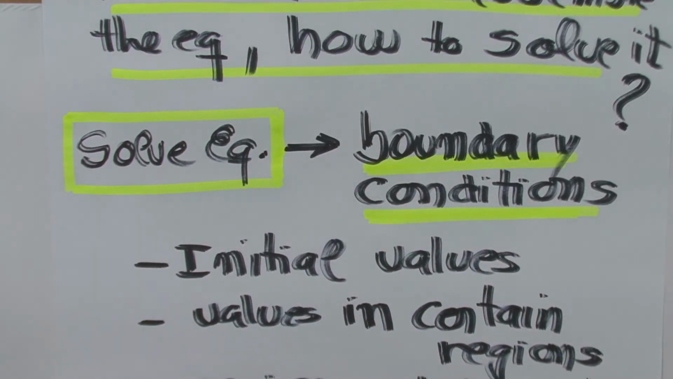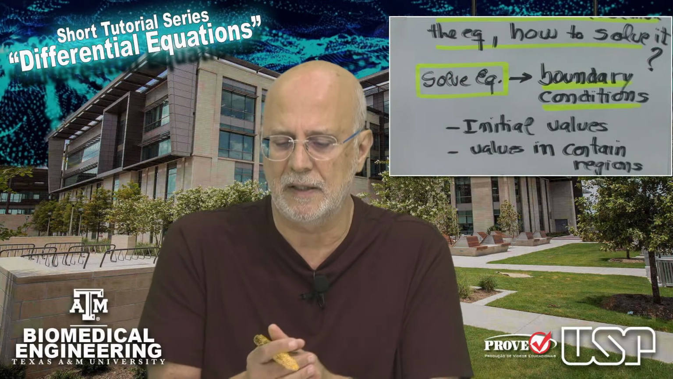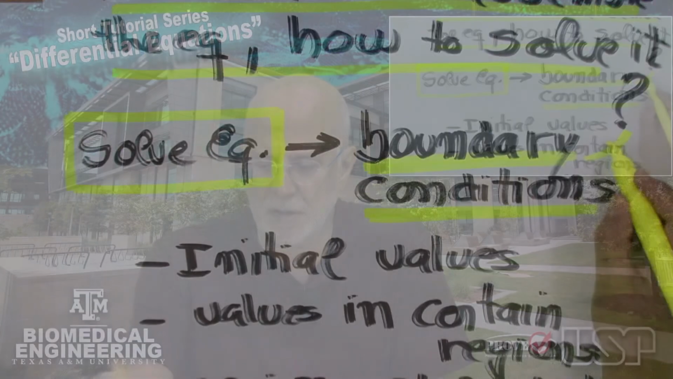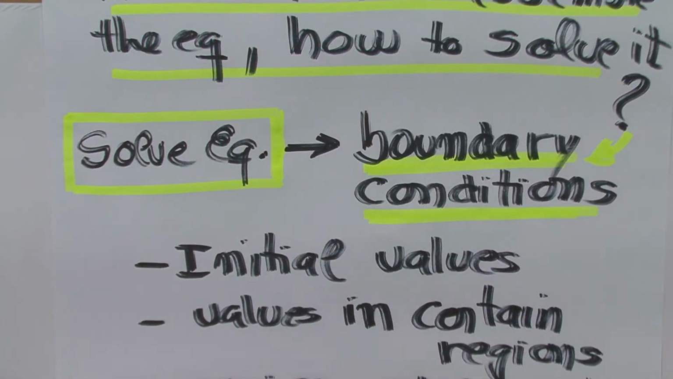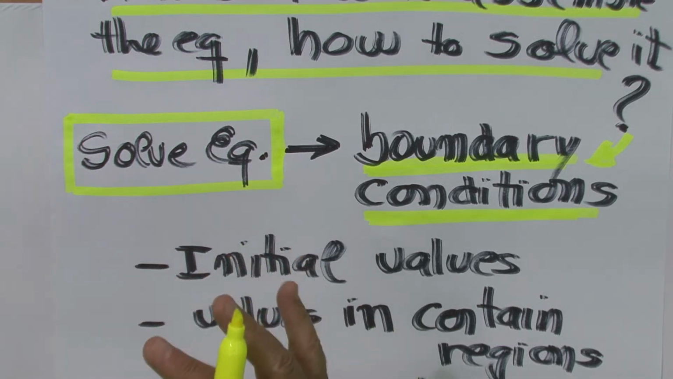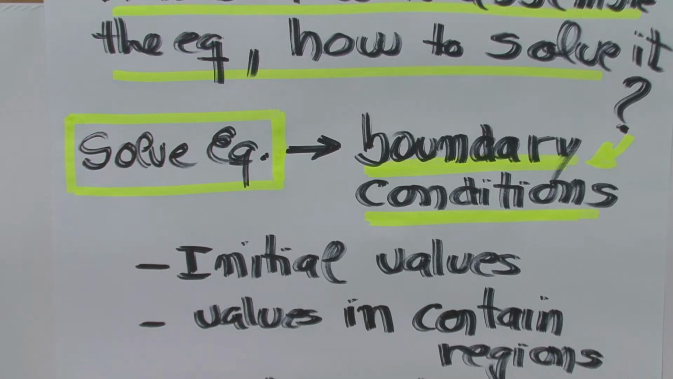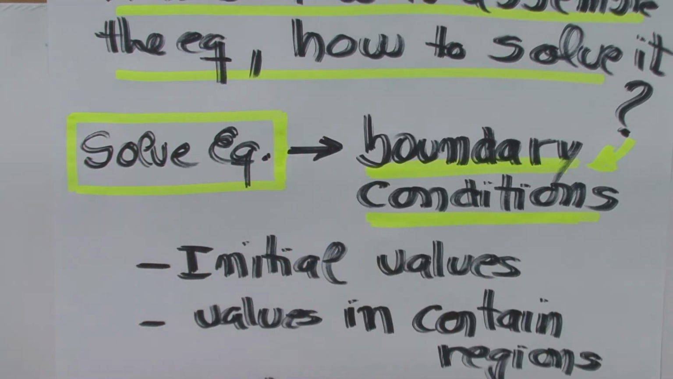The boundary conditions are conditions imposed on the variables, on the functions, that must be obeyed. Those are boundary conditions. So boundary conditions are conditions that the equation must obey. The solution of the equation must obey. Or any part of the solution of the equation must obey.